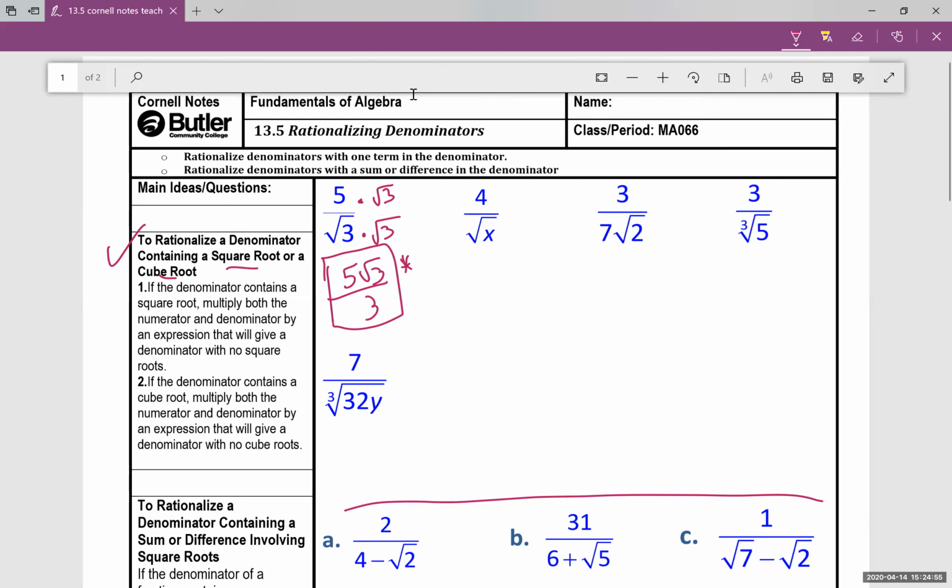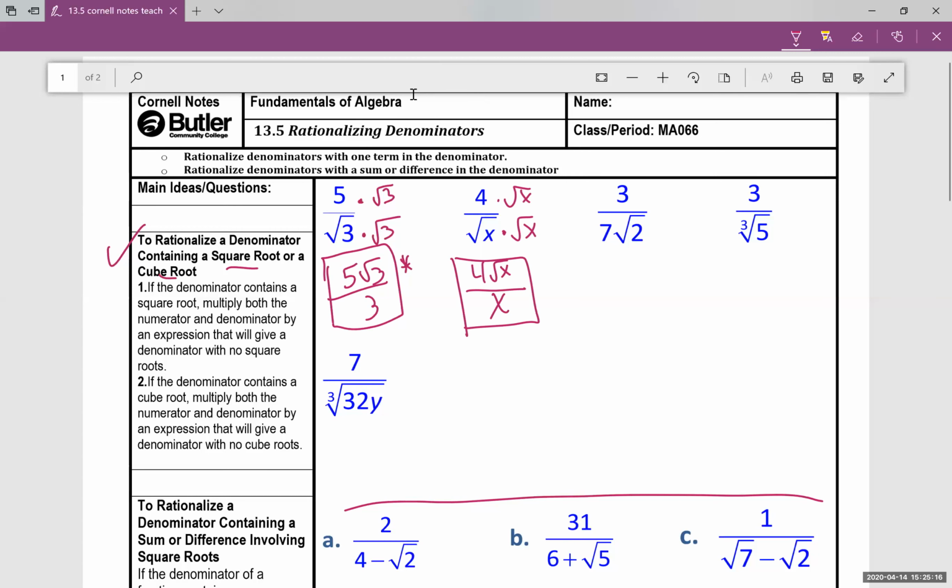Again, the whole purpose of this lesson is that we cannot have a radical sign in the denominator of a fraction, and so we're rationalizing that. Let's try this approach again. Let's multiply top and bottom times the square root of x. Now we have 4 square root of x over x. Done. I hope you have a lot of these that are easy.